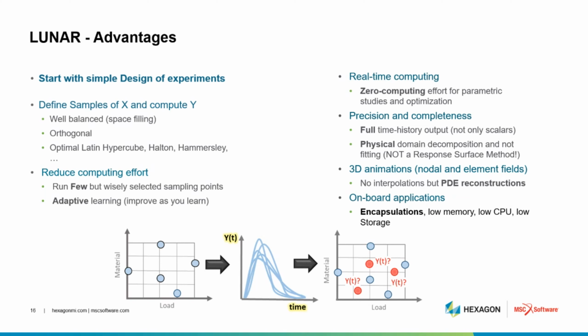And the advantage is that we have real-time computing. By pressing one button, you have the result. And most of these methods are highly accurate, and we have precision for that. And we can do a physical domain decomposition, not just fitting. We are not talking about some fitting method or other things. We are just using the domain decomposition, and we can produce 3D animations. And all of this process has low memory. We need low memory, low CPU, and low storage for all of this process. You can do that on your laptop.